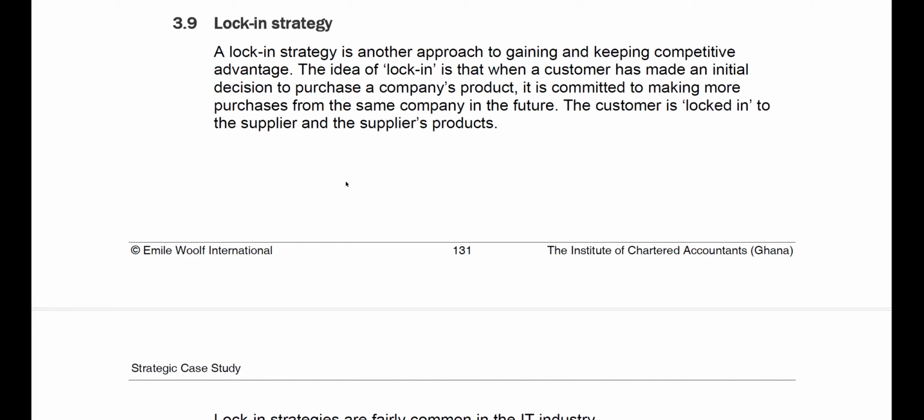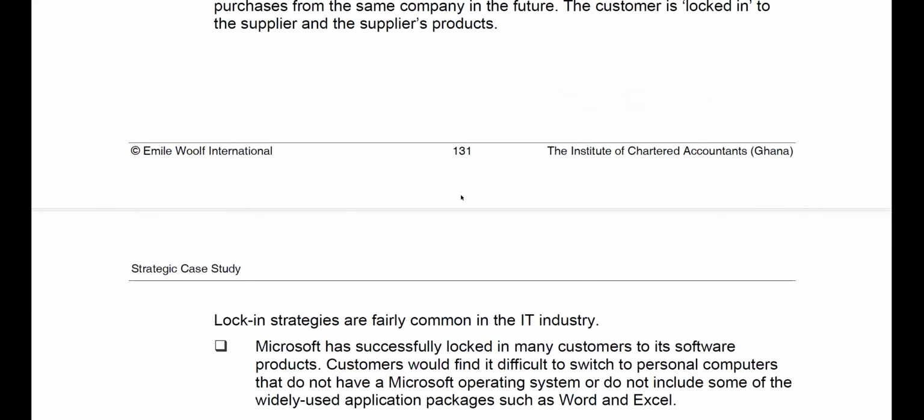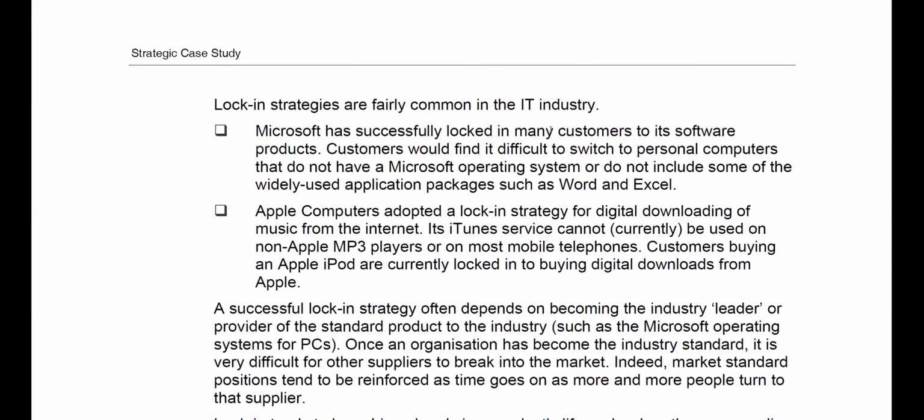Give him free products. Say, thank you for patronizing our product, now this is a free note, or this is a discount for our next training. So these are some of the things you can create to lock in a customer. The customer is locked in to the supplier and the supplier's product. Lock-in strategies are fairly common in the IT industry. Microsoft has successfully locked in many customers to its software products.